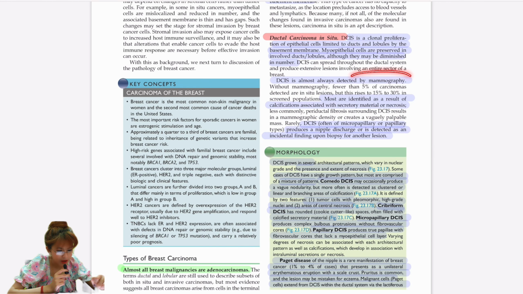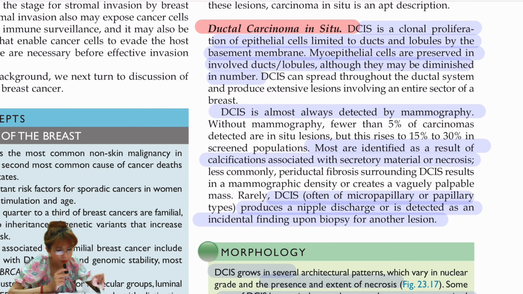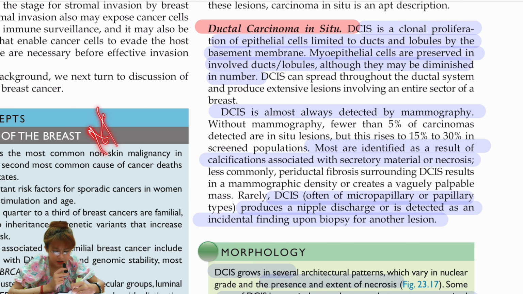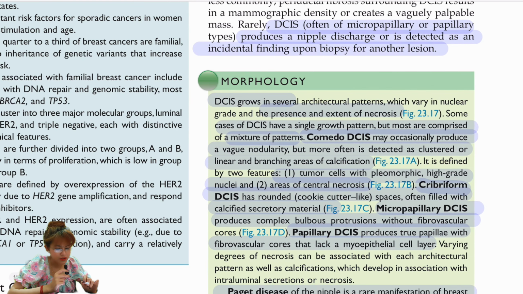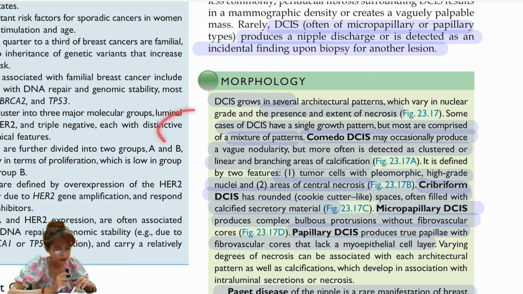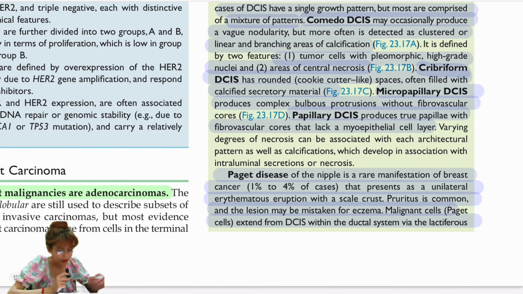Now coming to the carcinoma in situ, I've already mentioned the ductal carcinoma in situ, that it can be detected by mammography, and you can see that the myoepithelial cells are preserved in the involved duct, although they may be diminished. They are preserved but diminished. And why are they preserved? Because obviously this is a malignant lesion, but it is not invasive, and that is why to some extent some amount of myoepithelial cells is preserved, right? And if you see the different types, there is comedo type, cribriform type, micropapillary type, and papillary type. All these types are very important.